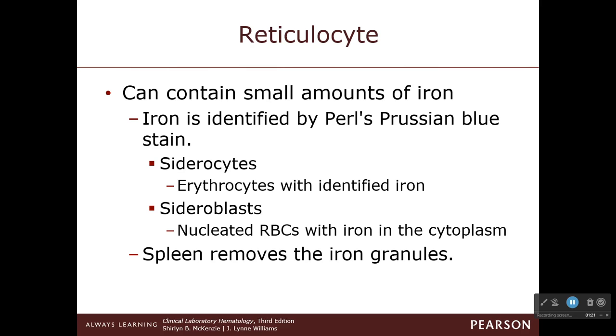So what I'll do a lot of times is put Pappenheimer bodies up there, or a Prussian blue stained slide, and I'll ask you a question: what are the granules called? And then I'll ask, what is the cell called? Does that make sense? And if you don't read the question right, you'll miss it. So that's the reason I'm teaching you right now.